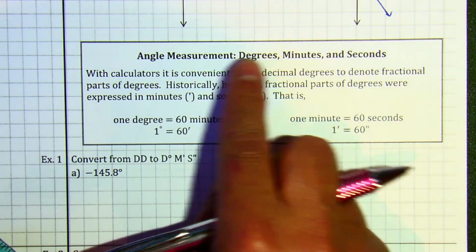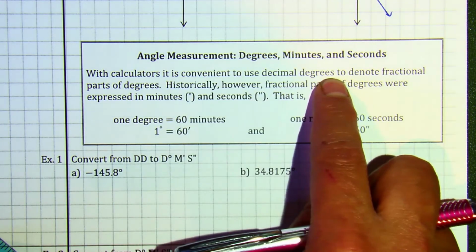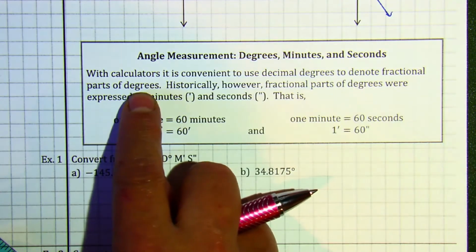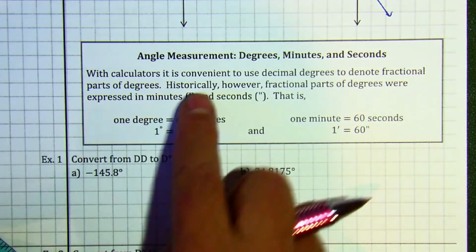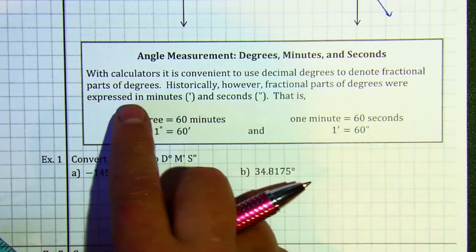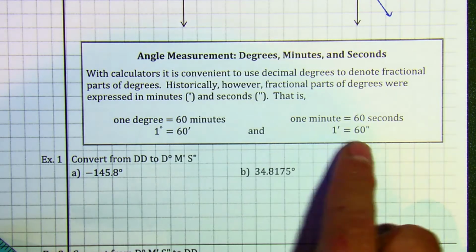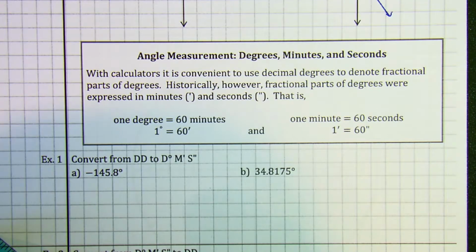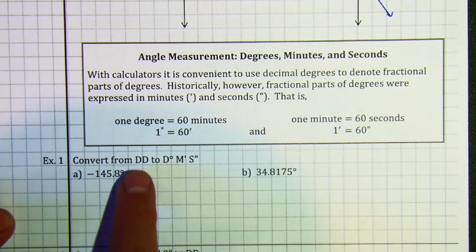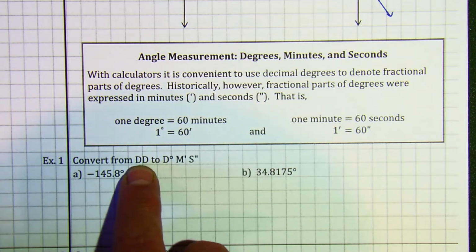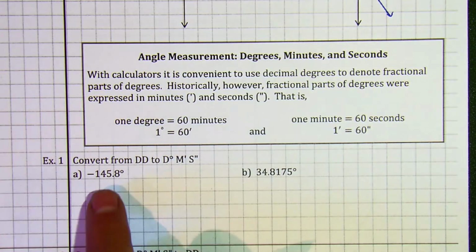Angle measurement, degrees, minutes, and seconds. With calculator, it is convenient to use a decimal degree to denote fractional parts of degrees. And that's what you have done in geometry and in algebra 2. Historically, however, fractional parts of degrees were expressed in minutes and seconds. And we're going to be using minutes and seconds once we go into navigation with vectors and the law of cosines. So it is important to know how to convert from decimal degrees to degrees, minutes, and seconds. So let's go and start with the first one.